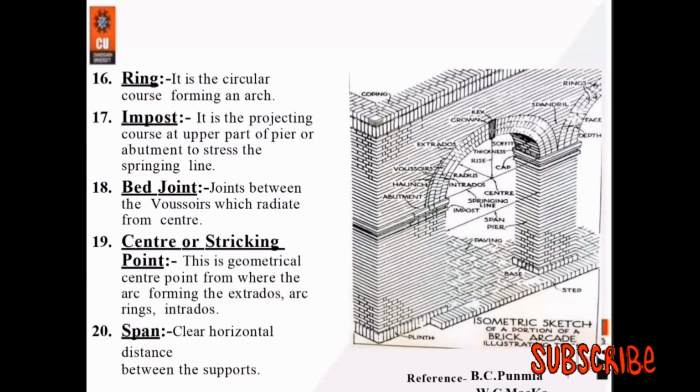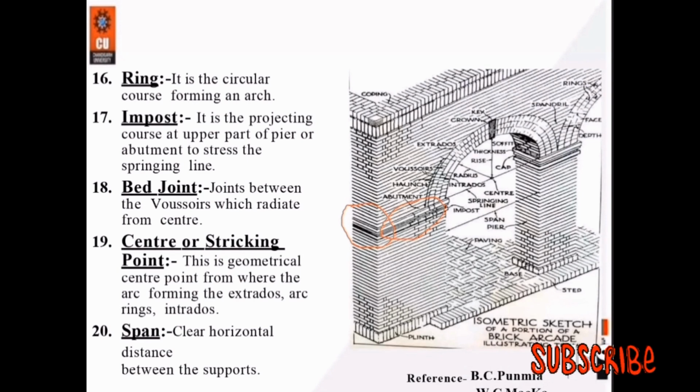Impost: it is the projecting part at the upper part of the pier or abutment, at the springing line. Impost is the projected portion. You see this portion, it is projected from the surface of the wall. That is called impost, especially at the level of the springing line.